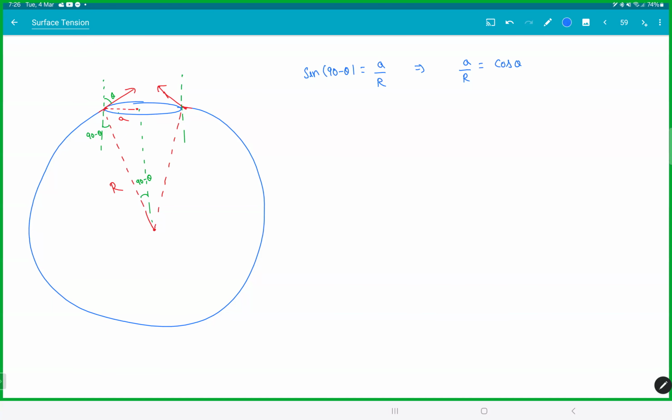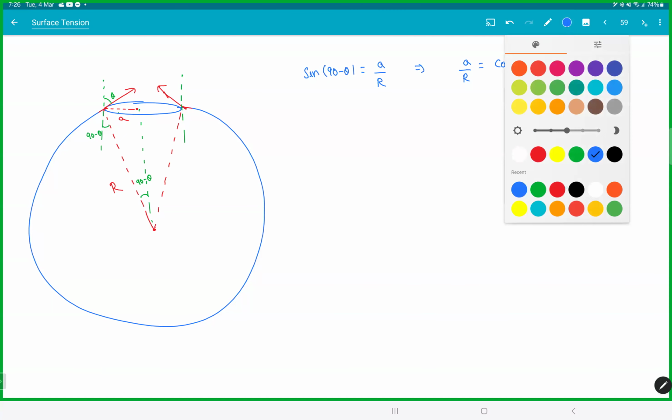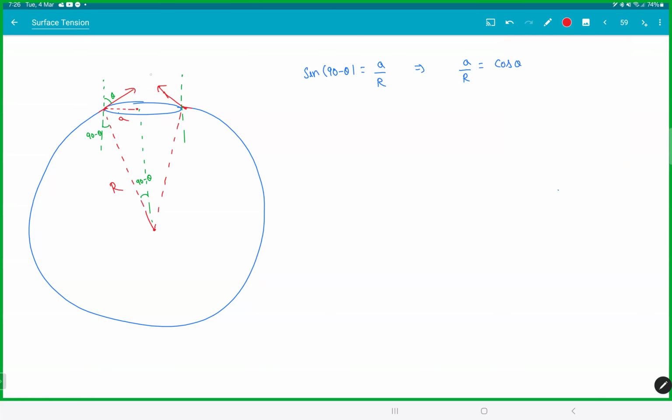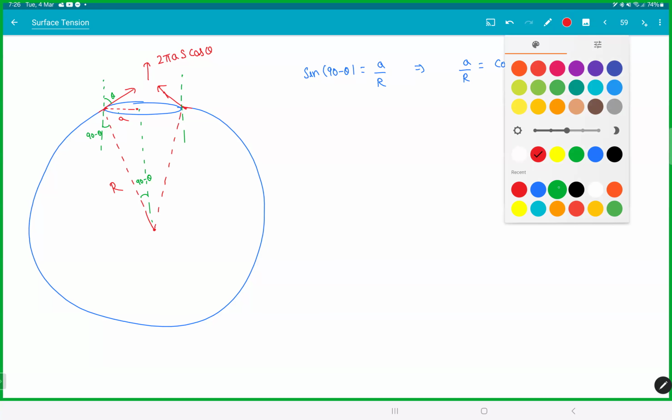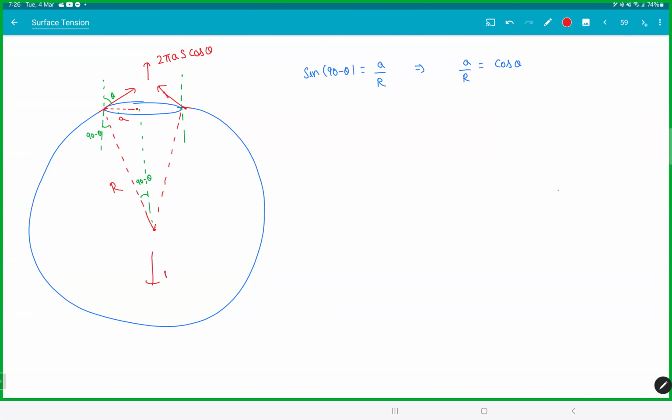So that is one thing. Now if you look at the forces here, the surface tension force is pulling this up, which is 2 pi A S cos theta. And that is being balanced by mg. That's it. The story is simple. The surface tension force on that mouth is balancing the whole mg, isn't it? So we have 2 pi a S cos theta equal to mg.